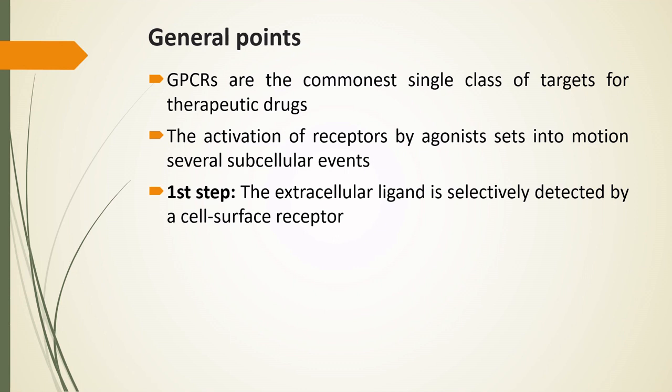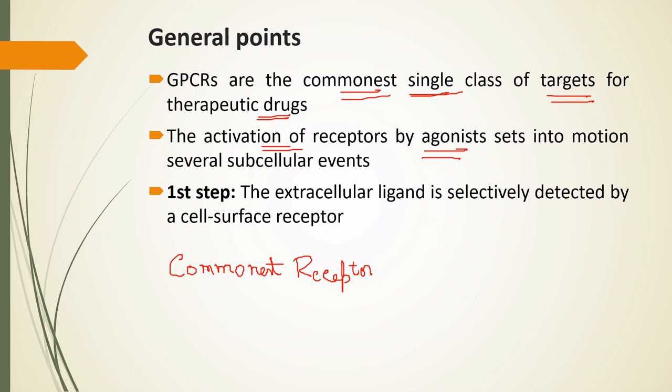Now the GPCRs or the G protein coupled receptor, they are the commonest single class of target for the therapeutic drugs. In much more easy language, they are the commonest receptor on which a drug is going to act. The second thing to note is that once these receptors have been activated by the agonist, a number of subcellular events will be occurring.